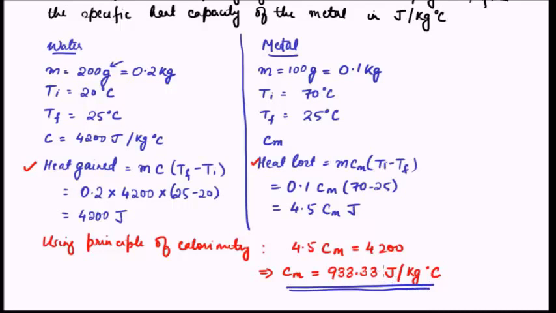So this is how we can use the principle of calorimetry to either find the final temperature or to find an unknown, which can be the specific heat capacity. I would advise you to practice a lot more numericals to understand and cement the idea. But this is where I will stop with today's lecture.